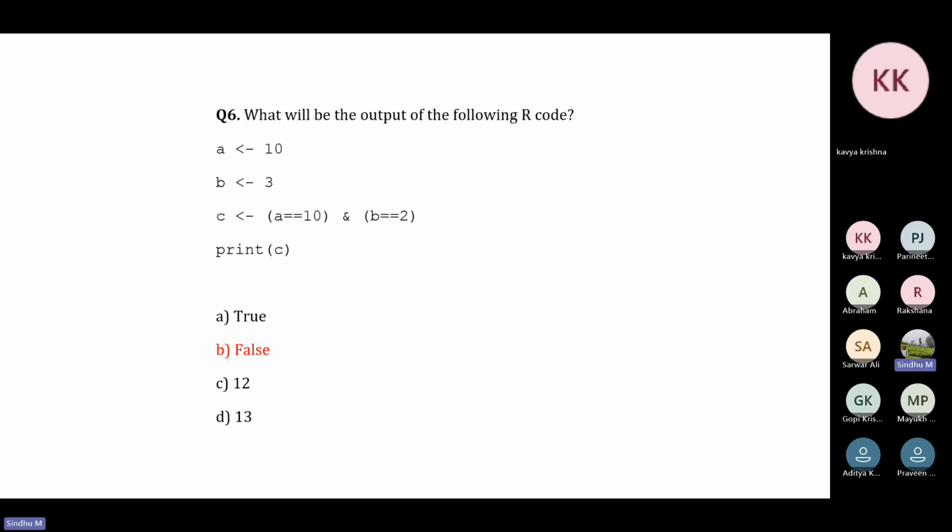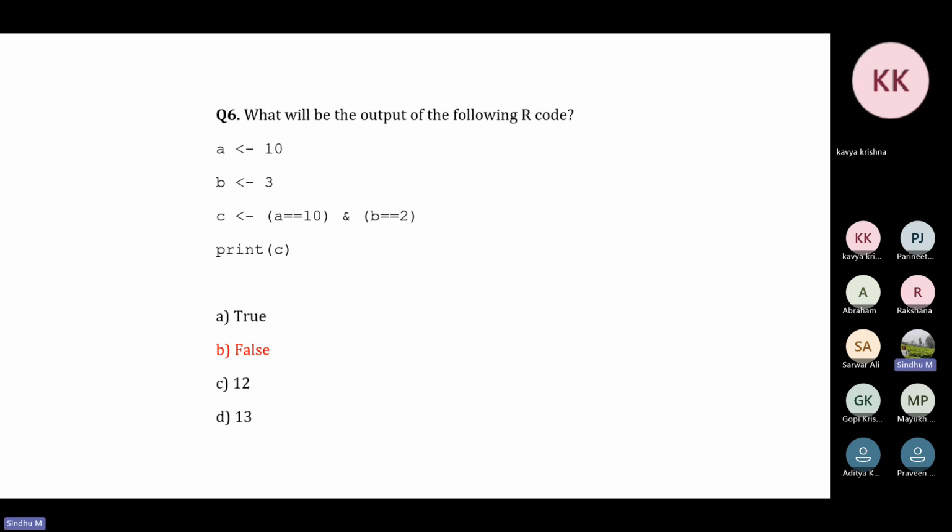So most of you have got the answer correct. The sixth question, they have given a value for A is assigned the value 10, B is assigned the value of 3, and C is assigned the value of what is the outcome of this operator.